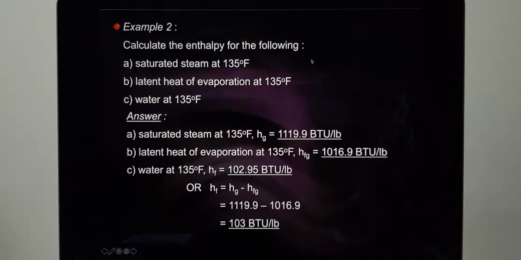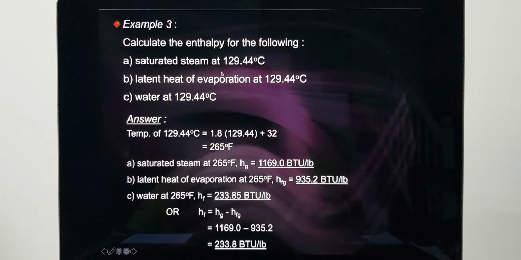Let's take a look again at example number 3. The temperature is 129. It already exceeds the range of temperature in attachment number 1. So 129 is beyond the limit of attachment number 1. So you need to use steam table attachment 2, not attachment 1. But attachment 2 is using the temperature unit in degree Fahrenheit. So what is the thing that you need to do?